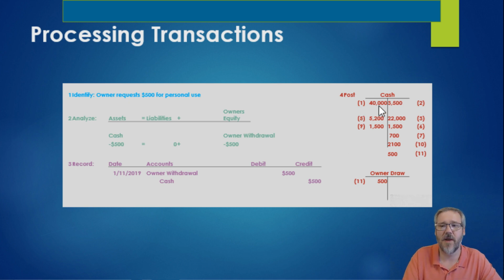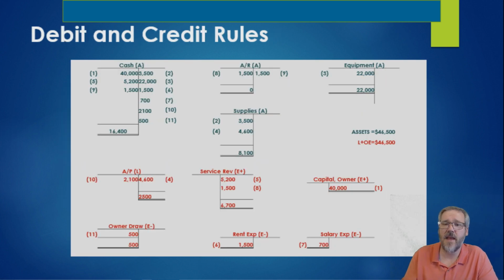When I look over here at my postings, I can see everything that has happened to cash up until this point, this $500 being removed from cash. The owner draw has a normal debit balance, and it is being increased by 500, but this increase in 500 represents a decrease to owner's equity as a whole. And on this slide, we can see everything that we have done up until this point.